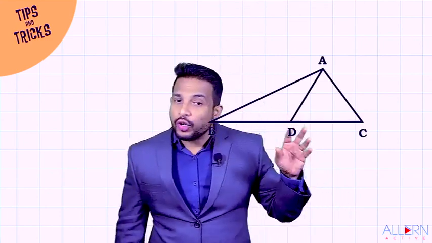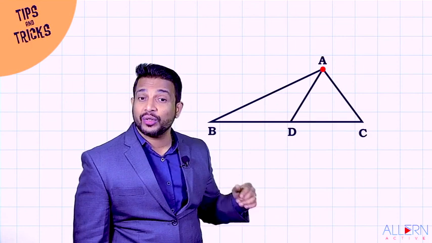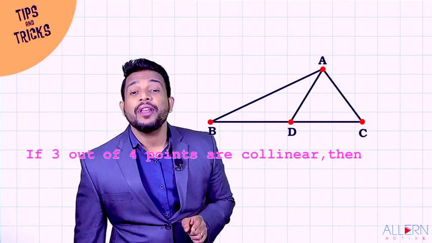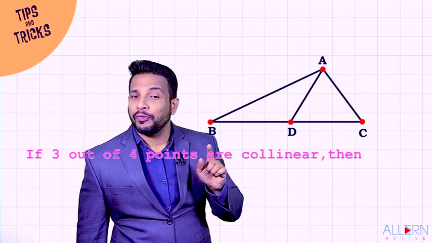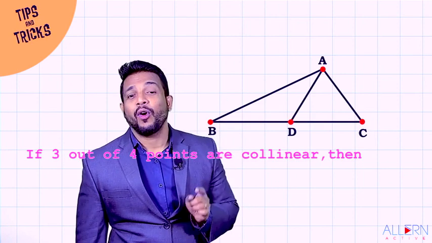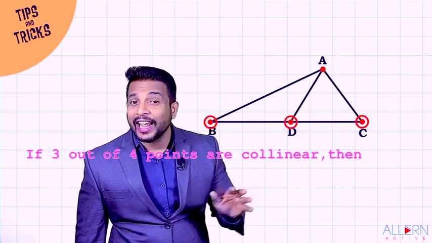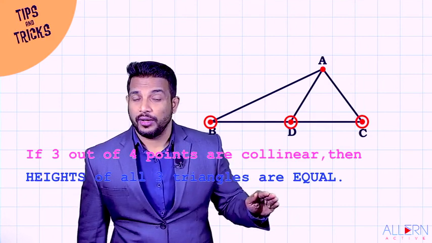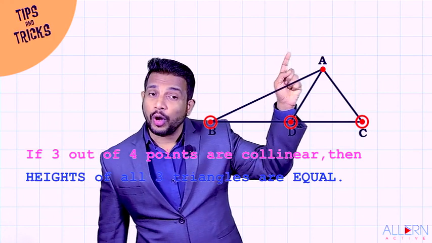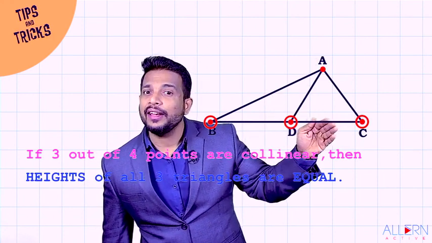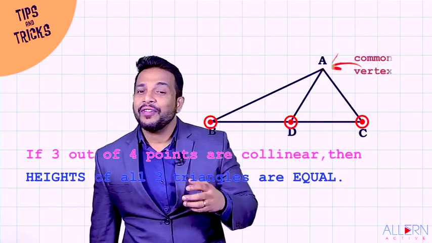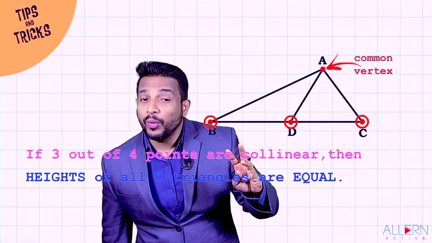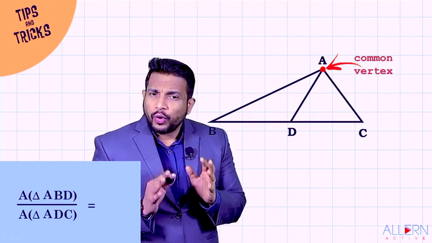Remember, what we just observed is, whenever we have a situation like this, what does it mean? Out of the 4 points which you see here, how many are collinear? Yes. So if 3 out of the 4 points are collinear, then remember that all the 3 triangles will have equal height, right? Heights of all 3 triangles are equal. And we know the reason. The reason is because they have a common vertex and their bases lie on the same line. That's what you need to remember. And after that, we can easily write area upon area, whatever they ask, because area upon area will be equal to base upon base. This is the concept which I want you to remember.